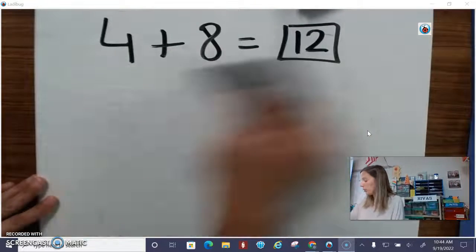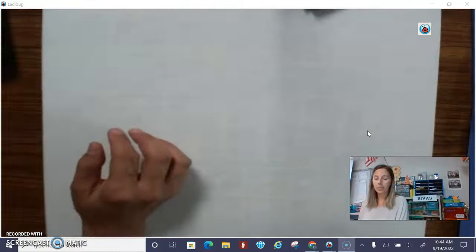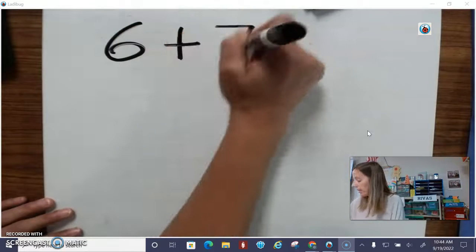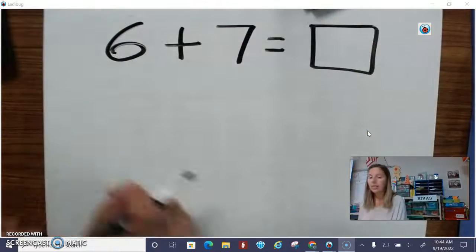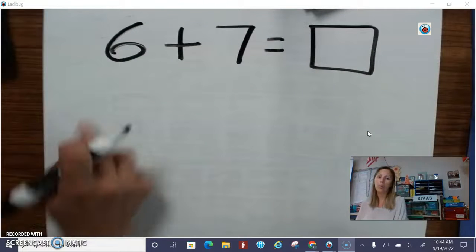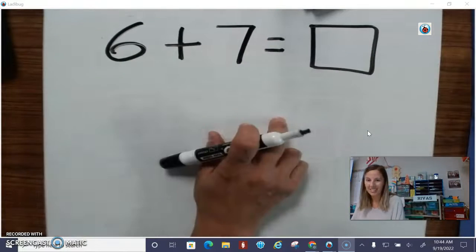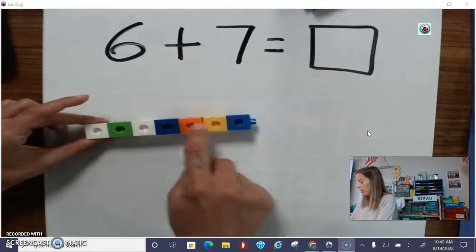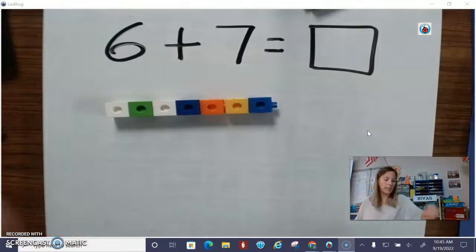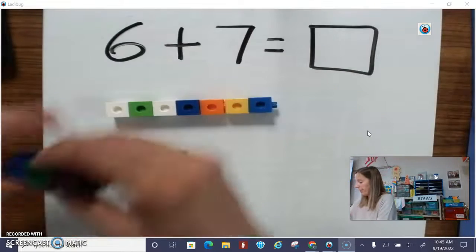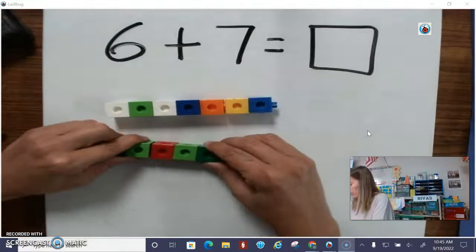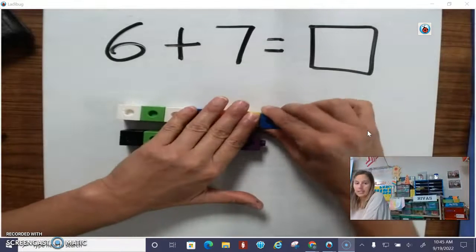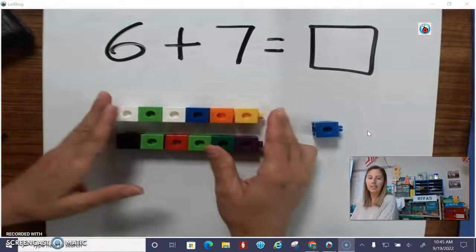Another strategy that we do is doubles plus 1. So if I have a number like 6 plus 7, these are almost doubles. It's almost 6 plus 6. I'm going to show you 1, 2, 3, 4, 5, 6, and 7. And 1, 2, 3, 4, 5, and 6. And I tell them, ooh, they're almost doubles, but not quite. I'm going to take this apart. And now there are doubles.